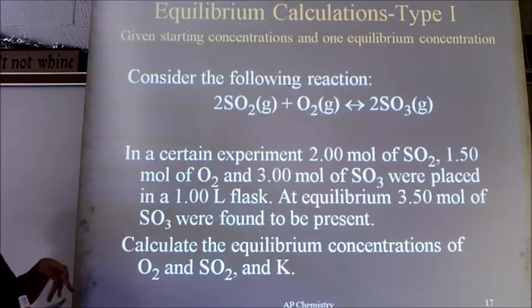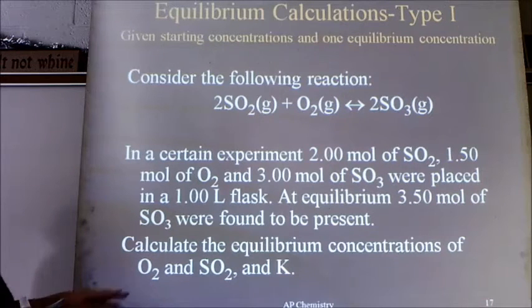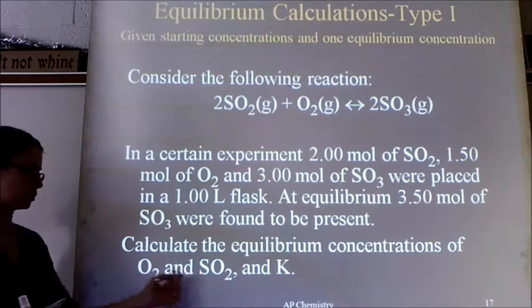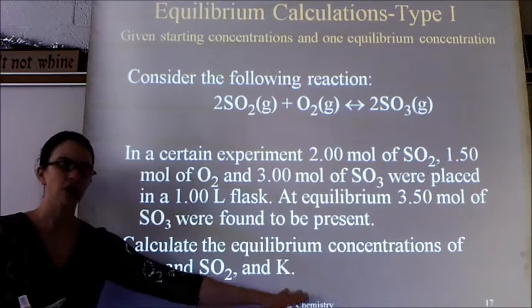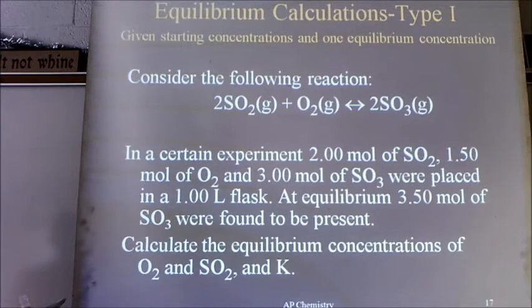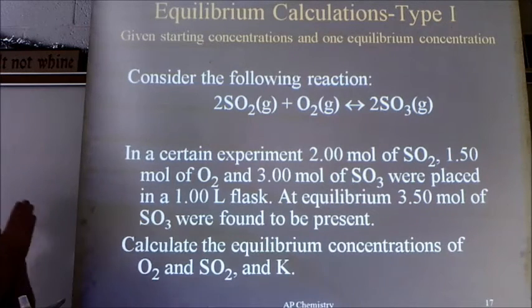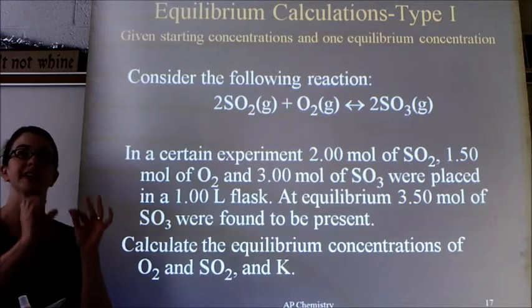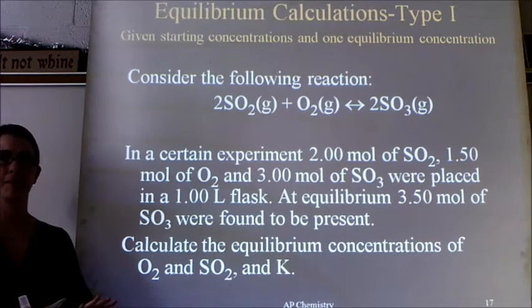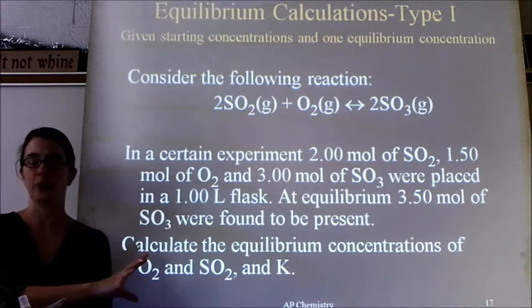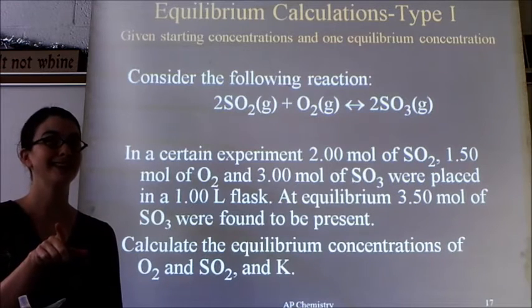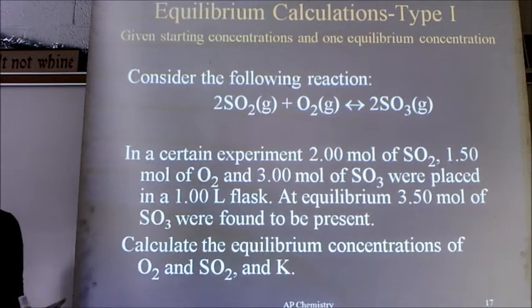Then it says, at equilibrium, 3.5 moles of SO3 were found to be present. Calculate the equilibrium concentrations of these other 2 pieces. And they also want us to give a number for K. Before we get started, because this method is basically the accepted method by the College Board, I'm going to demo this problem for you. Whatever I write, you write. Got it? Okay, good. So let's get started here.